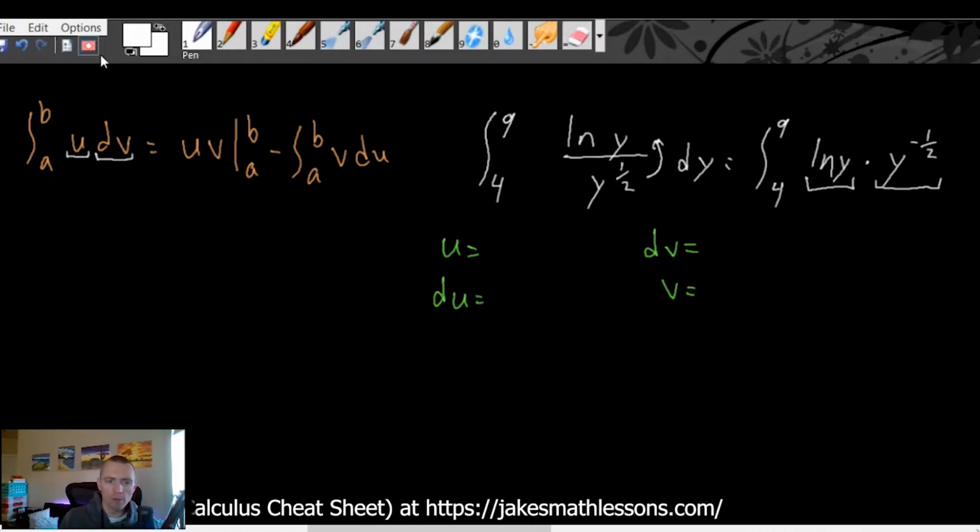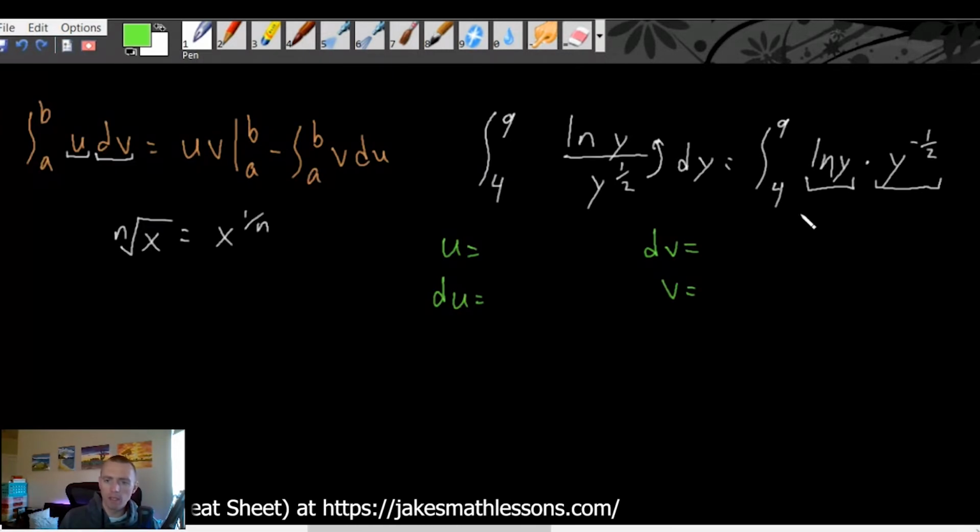So to do that, what we need to do is, again, decide what's going to be our u and what's going to be our dv. Well, our u is generally the thing that's going to be easier to take the derivative of, or create a cleaner thing to take the derivative of. And dv is the thing that's going to create a cleaner thing to take the antiderivative of.